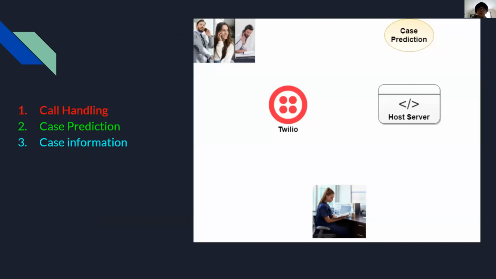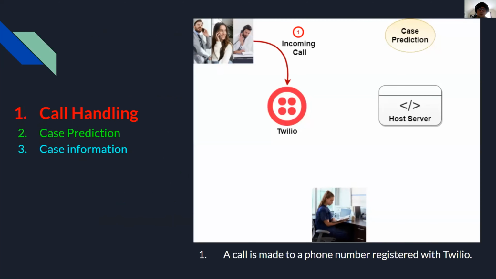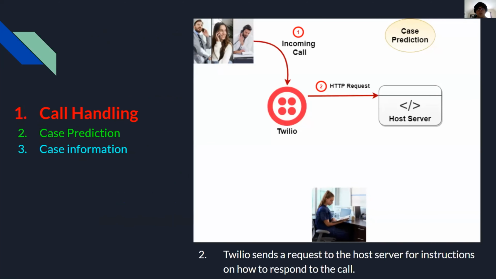I'll now walk you through the execution process in detail. First, a professional, lawyer, claimant, doctor, etc., makes an incoming call to a phone number registered with Twilio. Twilio then makes a request to our host server asking for instructions on how to respond to the call.